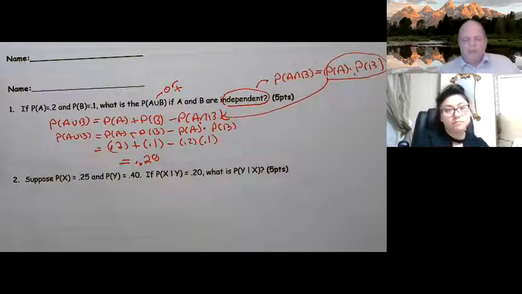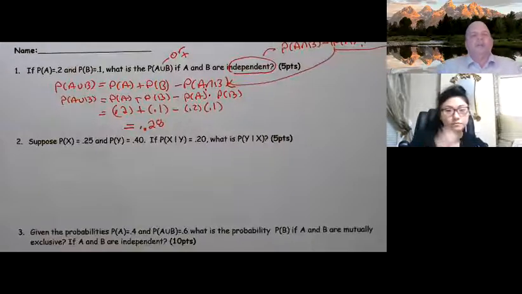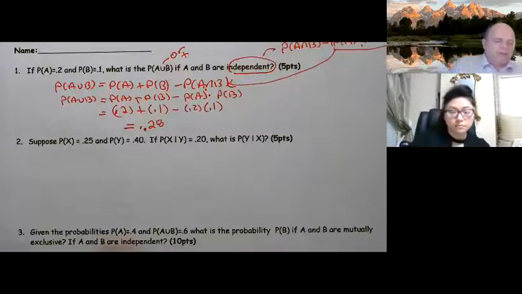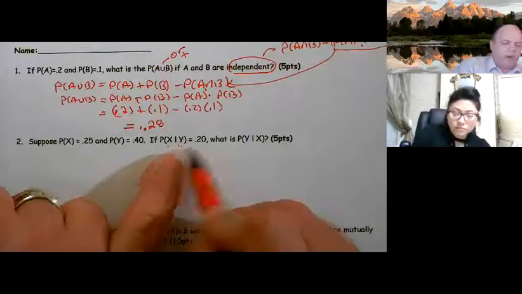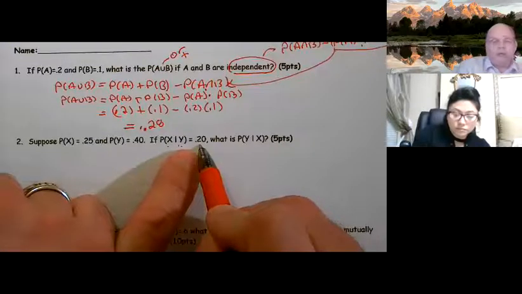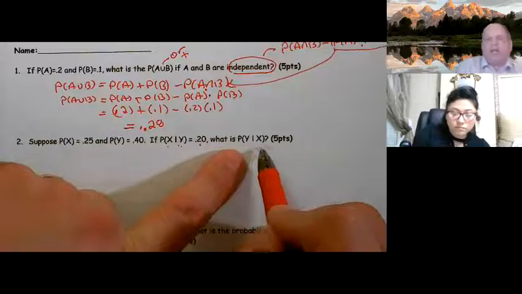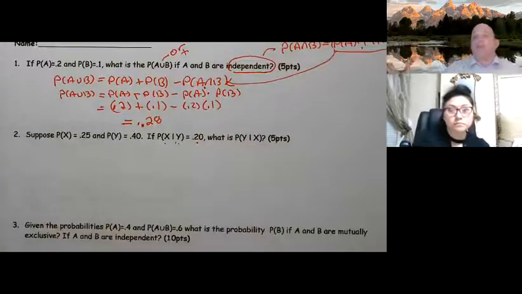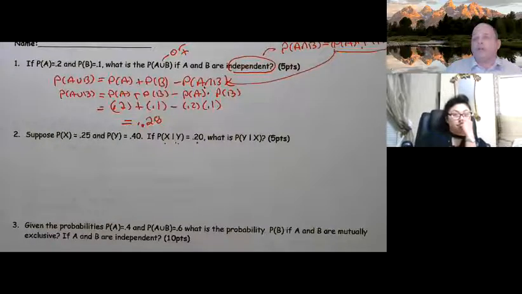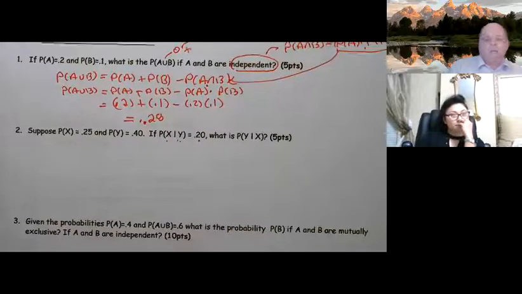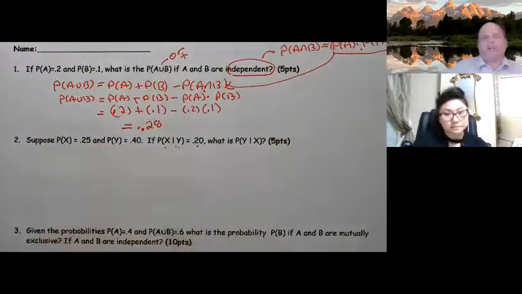Okay. The next question, number 2. Suppose the probability of X equals 0.25 and the probability of Y equals 0.40. Now we have the probability of X given Y equals 0.20. What is the probability of Y given X? And immediately, my head starts to explode when I see all that stuff. And I go, you know what? I'm not smart enough to figure all that out, so I start writing formulas down.